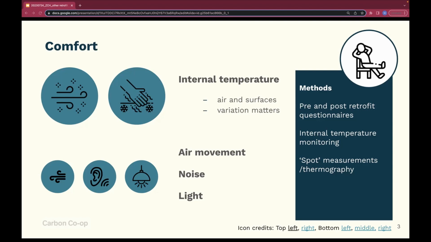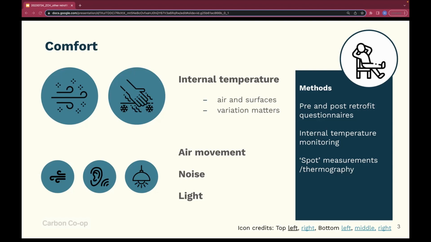Air movement, another important aspect of comfort. That goes both ways. Obviously, cold drafts, not very pleasant, but air movement can help in summer. You know, the fan effect. It's not that the air is cooler, it's just that we're moving it around.